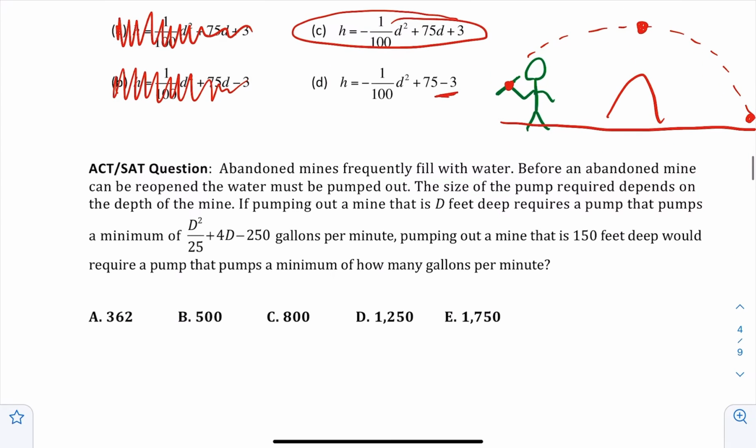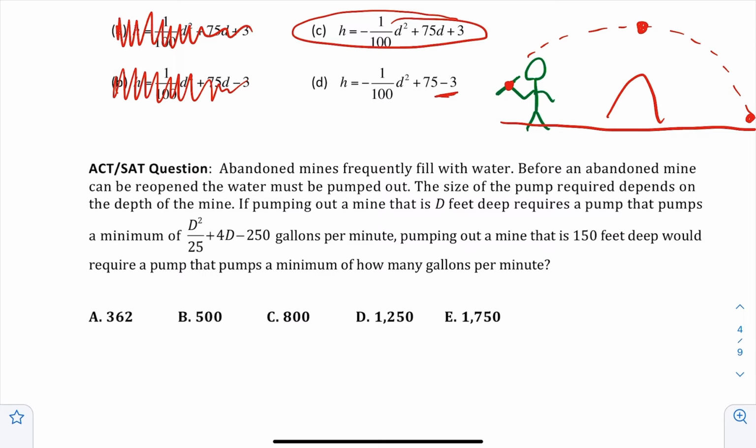So if we look at this example ACT-SAT question, it says that there are abandoned mines that frequently fill with water. Before an abandoned mine can be reopened, the water has to be pumped out. The size of the pump required depends on the depth of the mine. If pumping out a mine that is d feet deep requires a pump that pumps a minimum of d squared over 25 plus 4d minus 250 gallons per minute, pumping out a mine that is 150 feet deep would require a pump that pumps a minimum of how many gallons per minute? Now that's a lot of stuff.